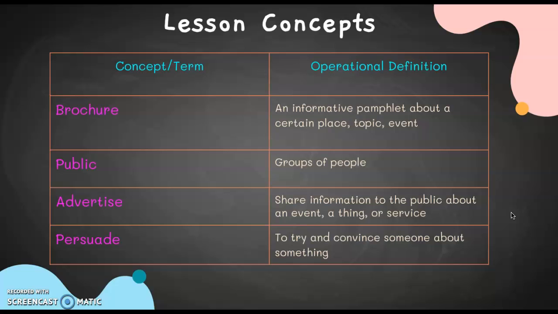Lesson contents: brochure, public, advertise, persuade. I chose to put advertise and persuade because since they are creating their own community, I want them to persuade their peers or classmates to come live there. So this is the whole point of the activity. They're going to share their brochures and they're going to talk about how great each community is, and they're going to try to make people go live there. So I thought those were important.